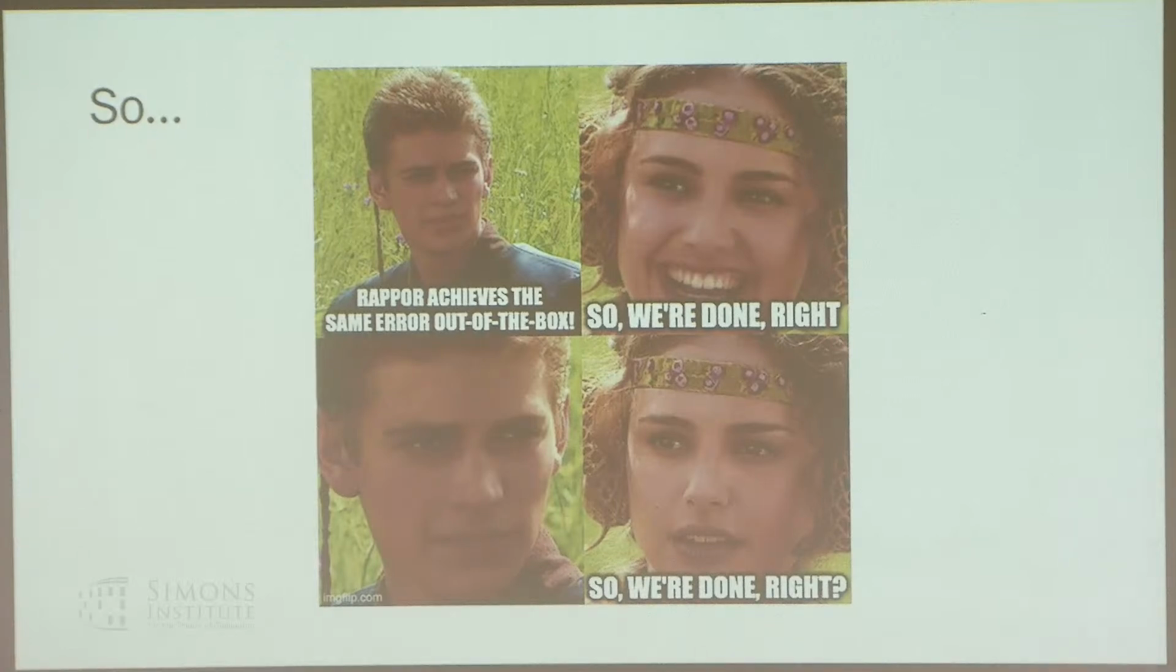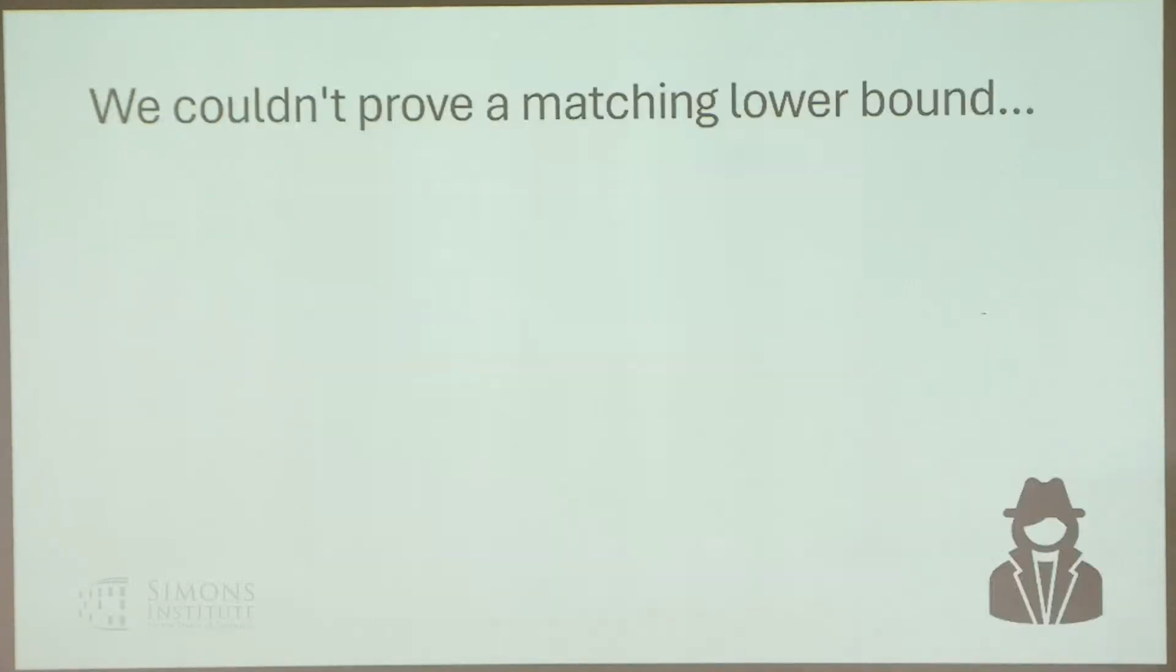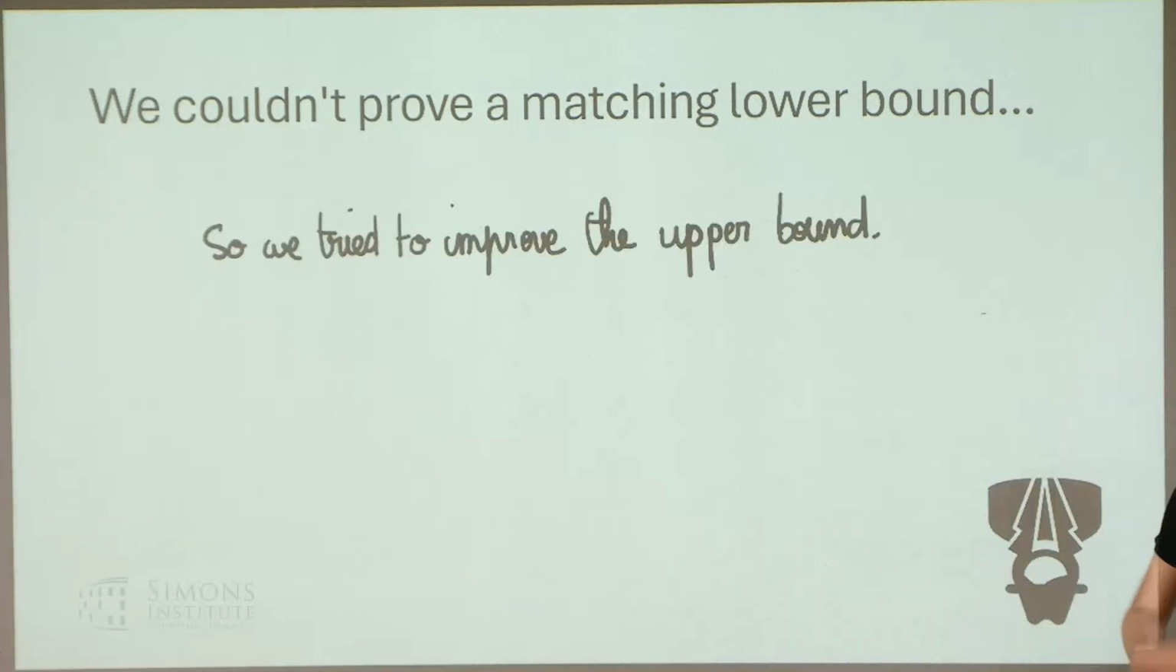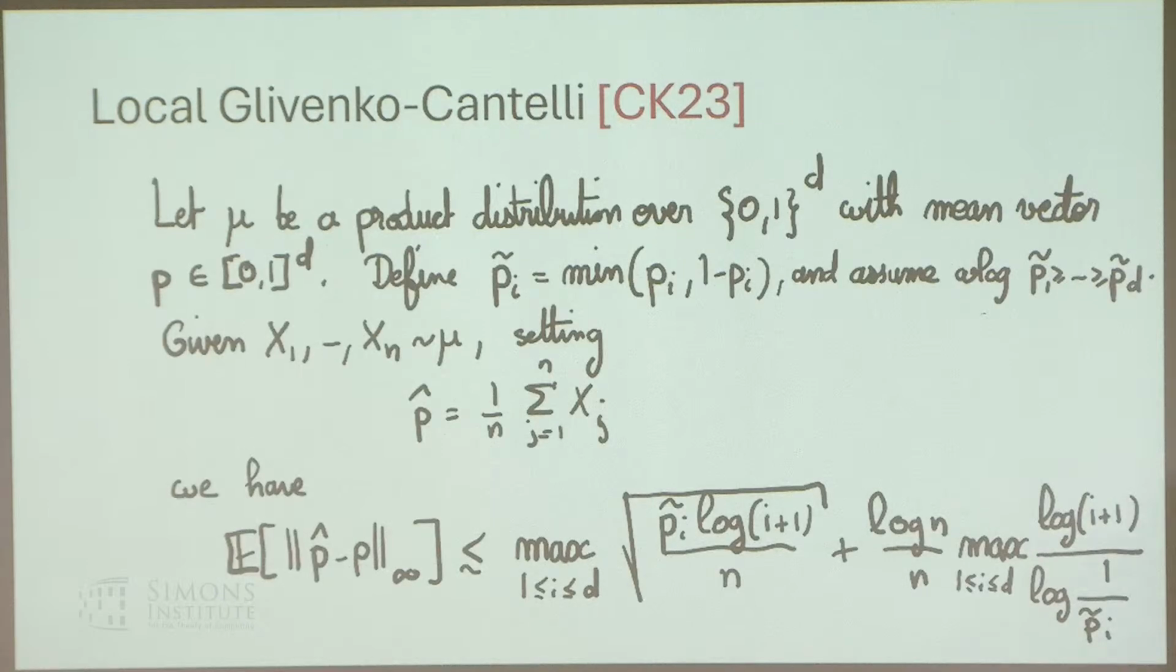All we need to do is prove that this is optimal, because the lower bound only applied for small epsilon. We could not prove a matching lower bound, which could mean two things. Either we're really bad at proving lower bounds, and I'm bad at proving lower bounds, or it could also mean that the lower bound was not actually provable. So we tried to improve the lower bound. We tried to improve the upper bound. The classic thing: if you can't prove something, try to prove it doesn't hold. And it turns out we could actually improve the upper bound.